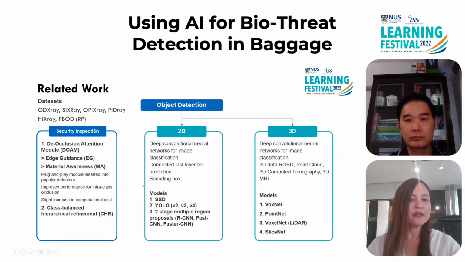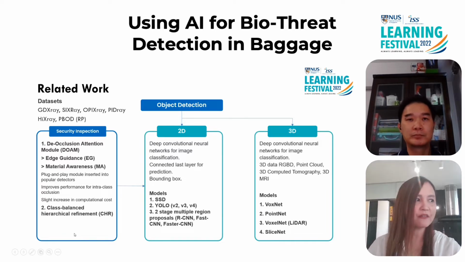And if you look at this column here, security inspection, when these people created the data set, some of them managed to use different ways of pre-processing the data set so as to reduce some of the issues that we face. For example, occlusion.